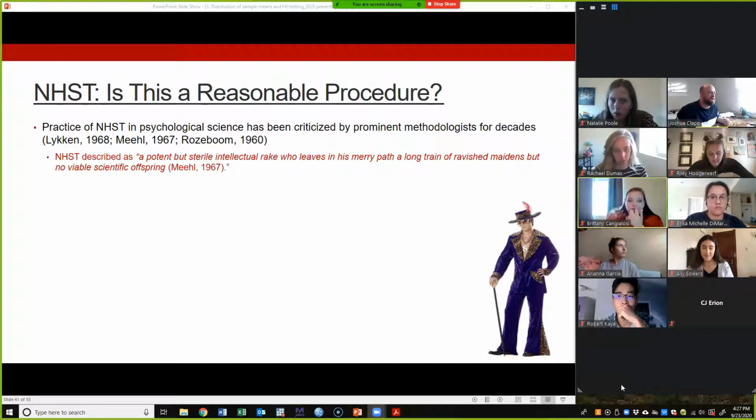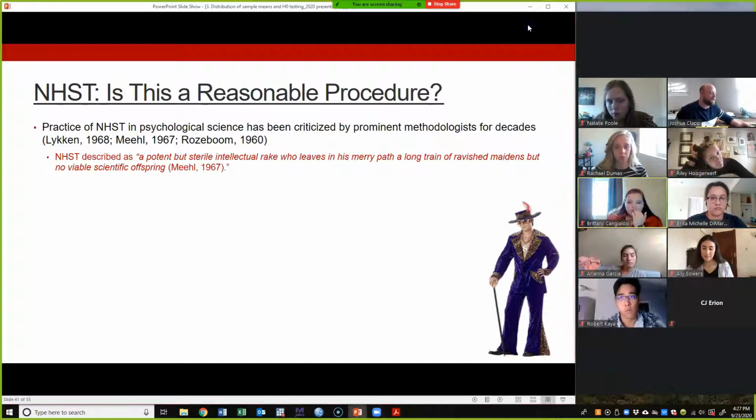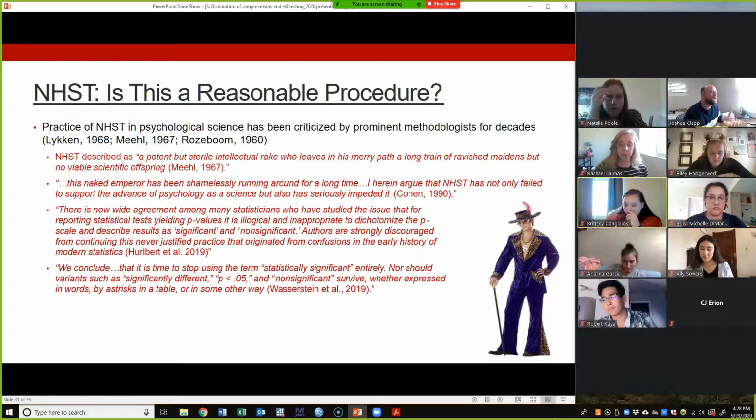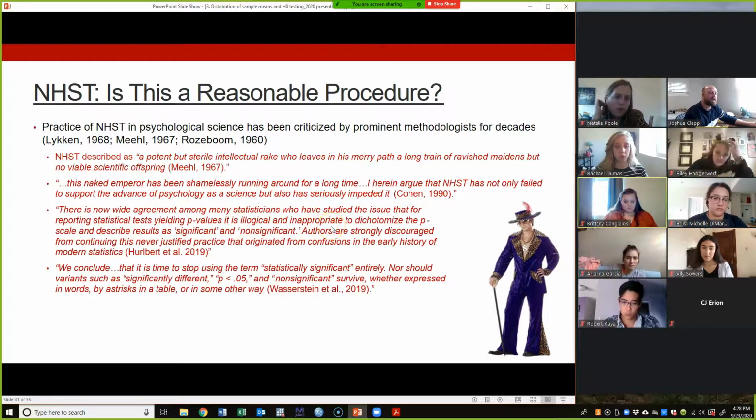This Meehl paper basically talks about null hypotheses as a ne'er-do-well, right? Sort of going through, seeming like it's doing a lot of stuff, but actually not doing much at all, right? And maybe actually even holding our science back. Cohen, this naked emperor, has been shamelessly running around for a long time, right? Like, we've got something with major, major flaws that everybody knows is flawed, but no one wants to do anything about it, right? There's now wide agreement among statisticians who have studied the issue that reporting statistical tests using p-values is illogical and inappropriate.